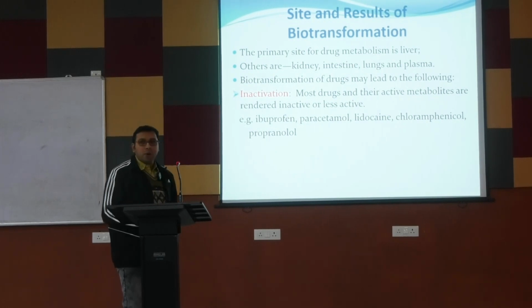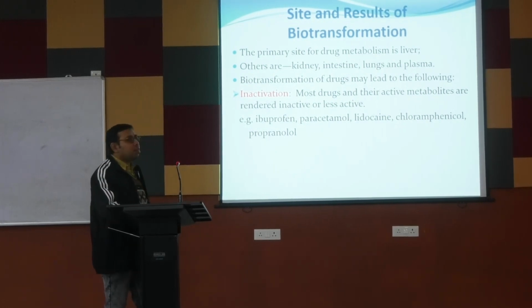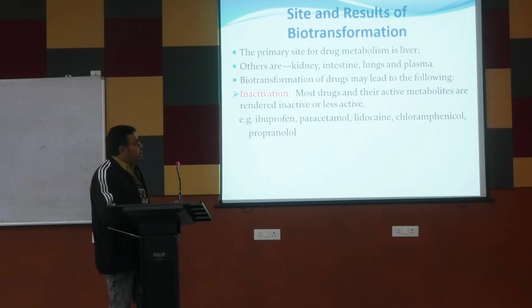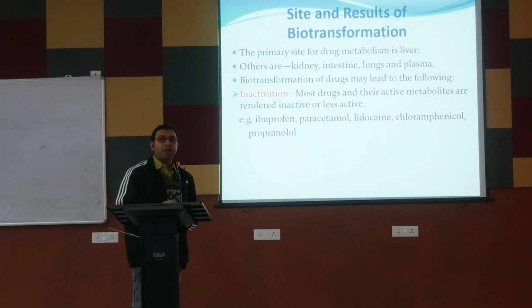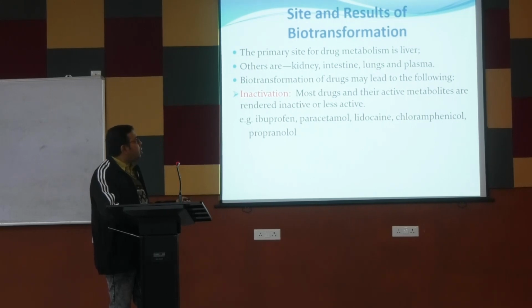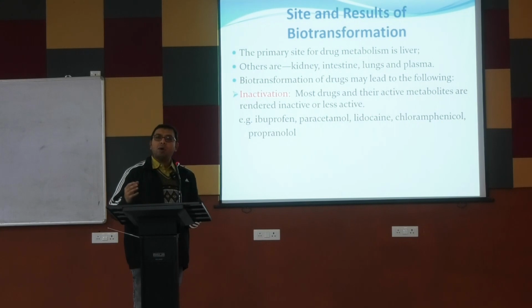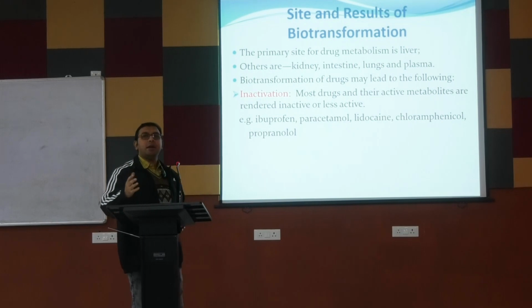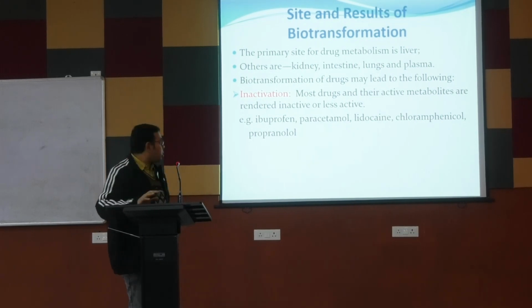Where does biotransformation happen? The primary site is the liver. Apart from this, kidney, intestine, lungs and plasma also play a role in biotransformation of drugs. Biotransformation of drugs may lead to the following changes. First, inactivation. The most common is the inactivation of active moieties. Most drugs and their active metabolites are rendered inactive or less active. The drug becomes active after absorption and distribution, and is rendered inactive in biotransformation in most cases.